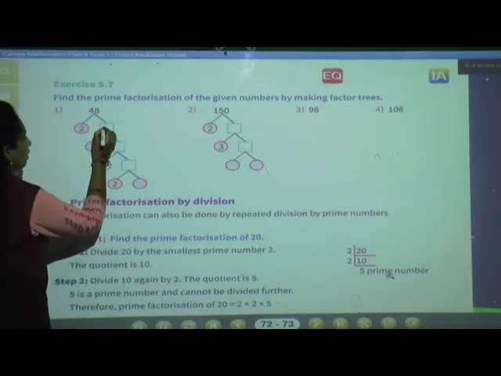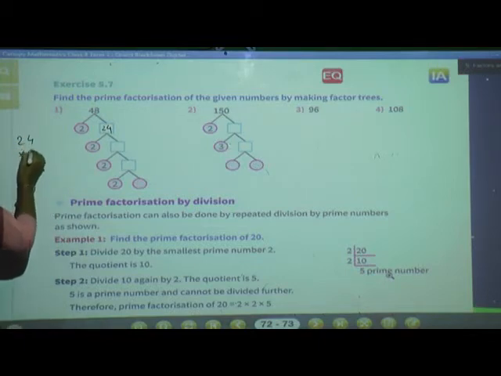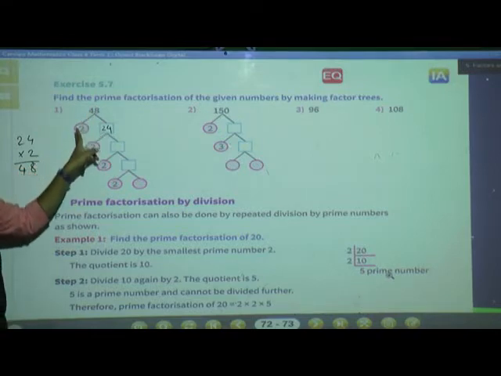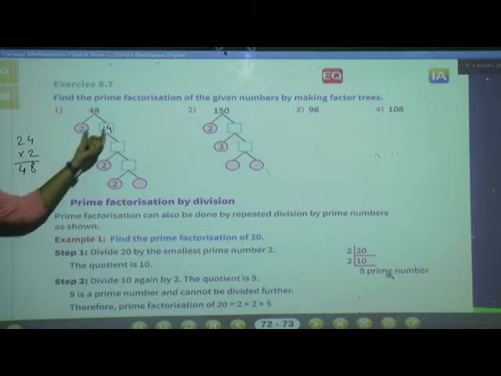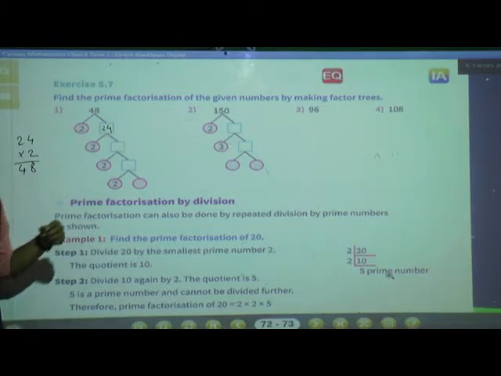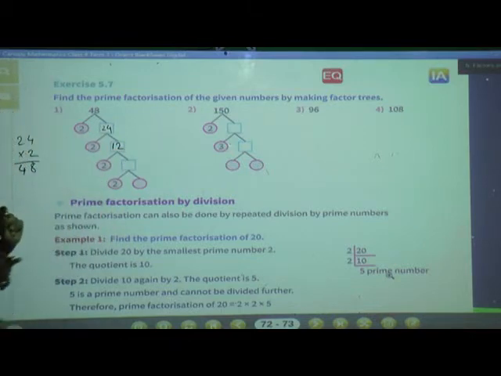Now 2 2s are 4, 2 4s are 8. See, 24 multiplied by 2. 2 4s are 8, 2 2s are 4. Isn't it? 48 is the product. 2 multiplied by 24, we get 48. Now how can we split up 24? Yes, 12 2s are 24.